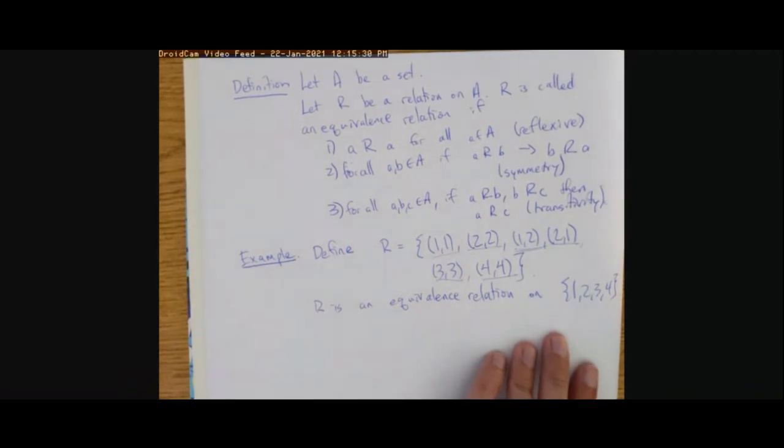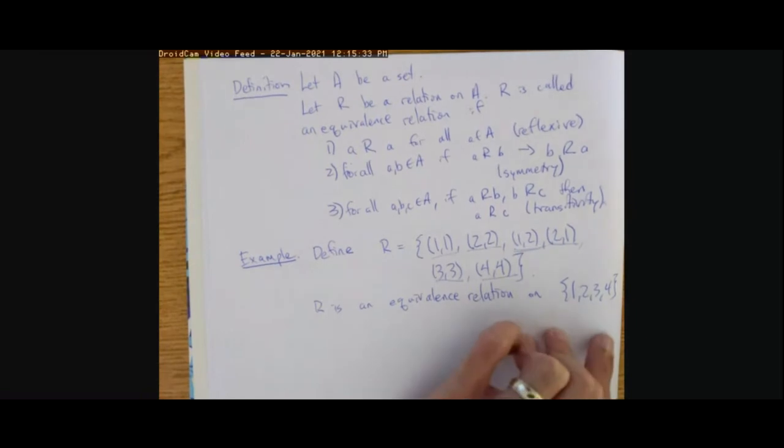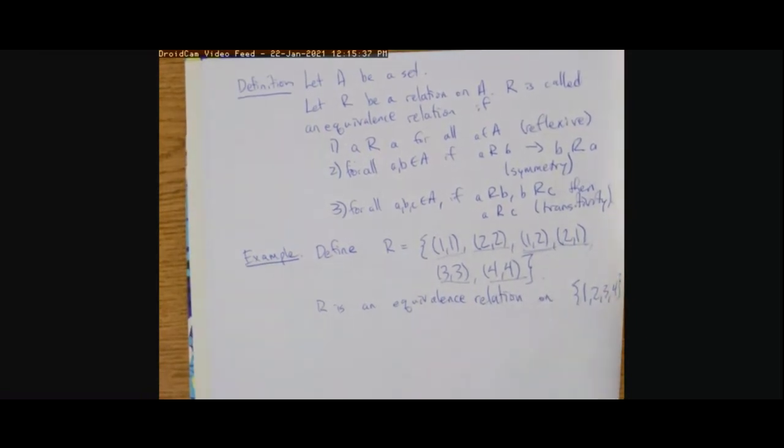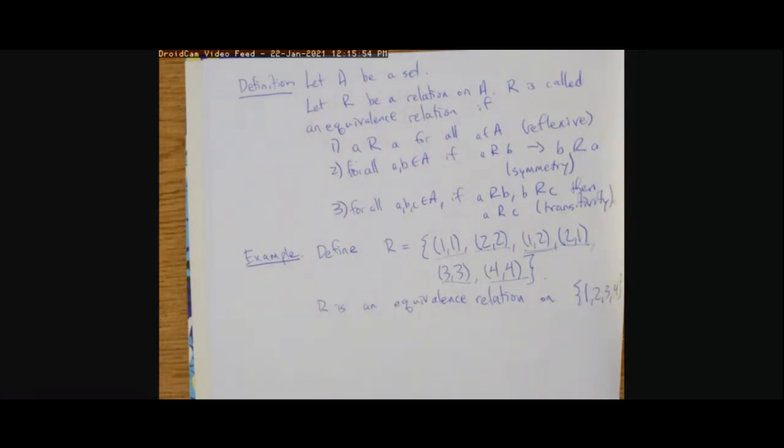Actually, it's kind of trivial to check that it's transitive. You have to check that if A is related to B and B is related to C, then A is related to C. This is automatic if A equals B or if B equals C. So you only have to check when A and B are different and B and C are different.